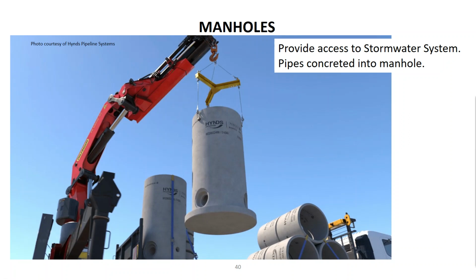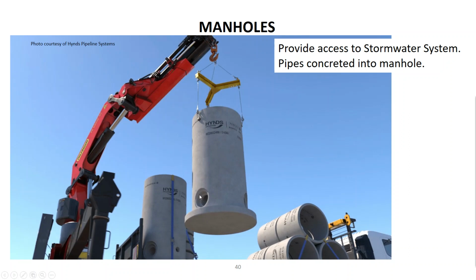They are normally large reinforced concrete pipes with a base, as shown in the photograph. The base is flanged to enable the manhole to be anchored into the ground, otherwise it would float when there's floodwaters at the ground surface.